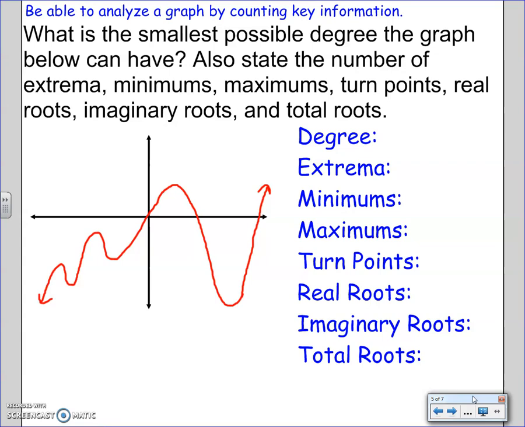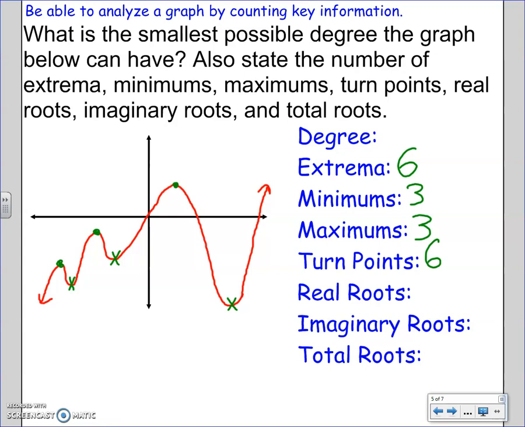My favorite to start with was the maximums. So here's the max, here's the max, here's the max. There's 3 maximums, and they're all relative because this arrow keeps going up forever. I count minimums next. Here's the minimum, here's the minimum, here's the minimum. It's also 3. So if there's 3 mins and 3 maxes, that means there are 6 extrema, because those are mins and maxes. Also, another word for extrema is turn points. We turned around 6 times.